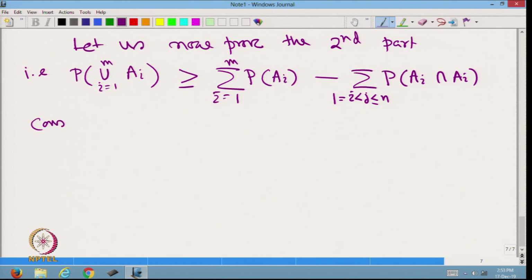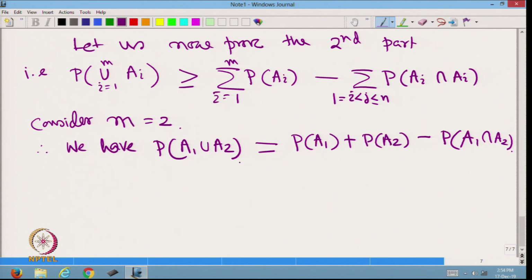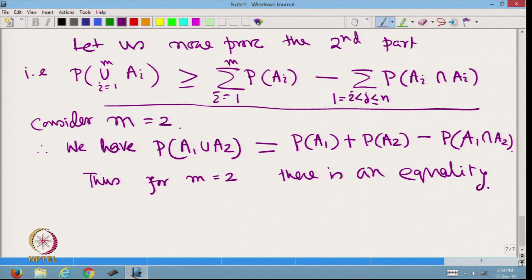Consider m is equal to 2. Therefore, we have probability A 1 union A 2, which we know is equal to probability of A 1 plus probability of A 2 minus probability of A 1 intersection A 2. Thus, for m is equal to 2, there is the equality. This we have already seen, but it satisfies this inequality.